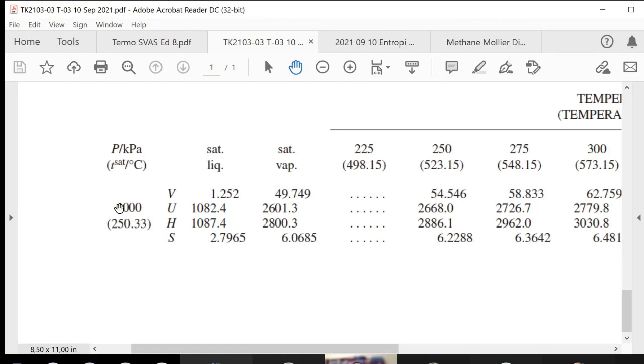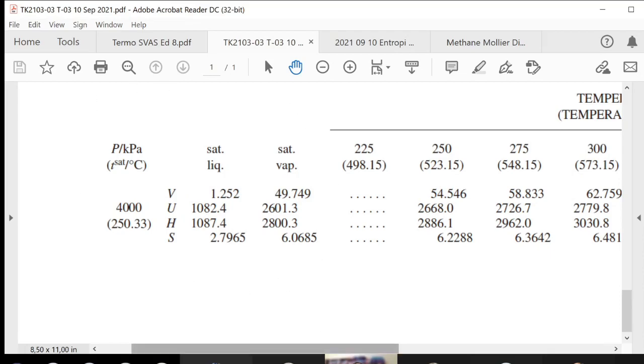It is on the left hand side. The temperature is 250 Celsius. The enthalpy on the left hand side is this. The enthalpy on the right hand side is this. And you are asked, what is the heat of vaporization? This is the difference: 2800 minus 1087. That is the heat of vaporization. The unit is kilojoule per kilogram. Clear? Now this is about the saturated table.